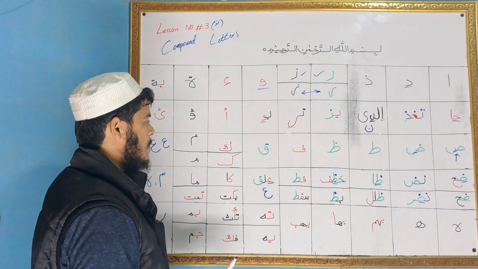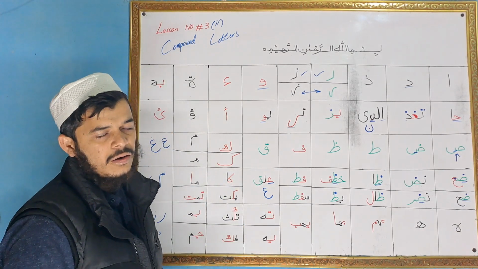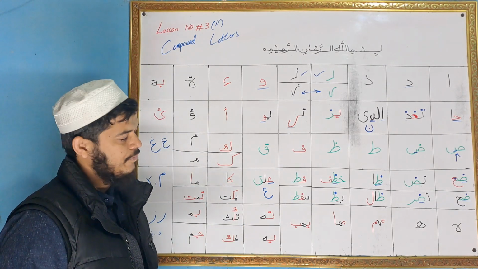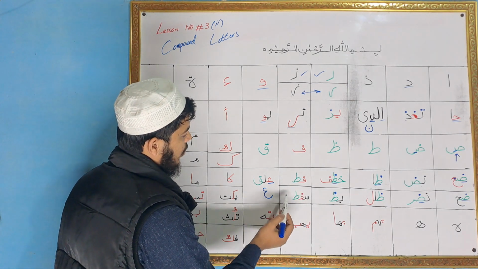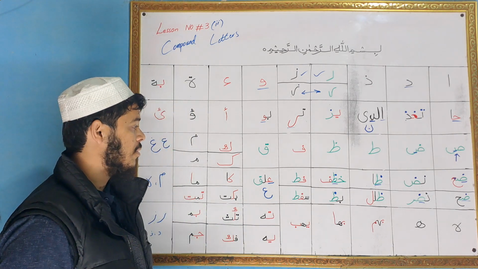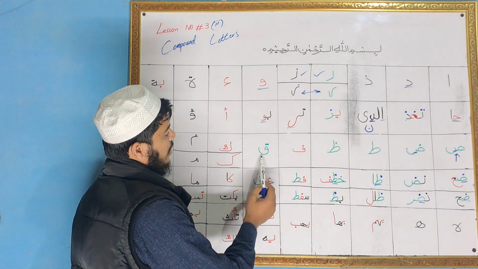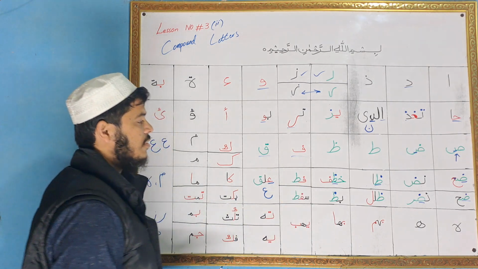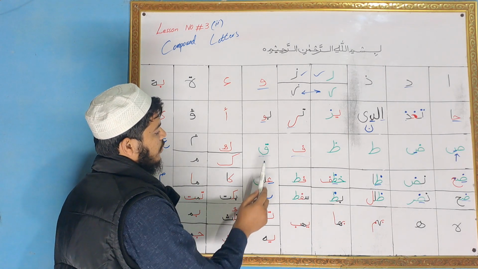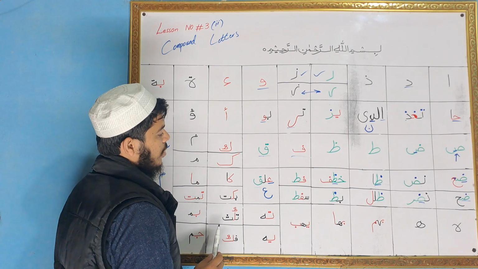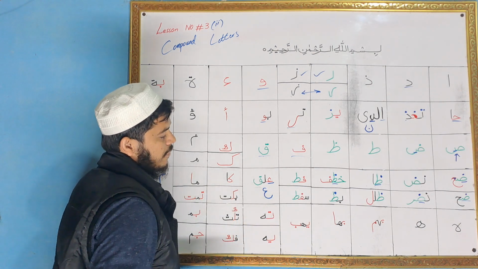Okay, now we move to the shapes of Fa and Qaf. Fa and Qaf have exactly the same shape when they come as a beginning letter or as a middle letter, but when each comes as a last letter, you know that when any letter comes at the last, mostly it will appear in its original form, like this one. This is Qaf. You can see this is Qaf as a last letter. This is Ain, Lam and Qaf.